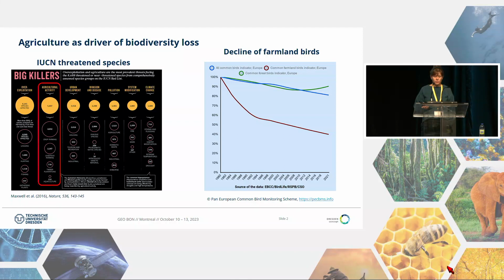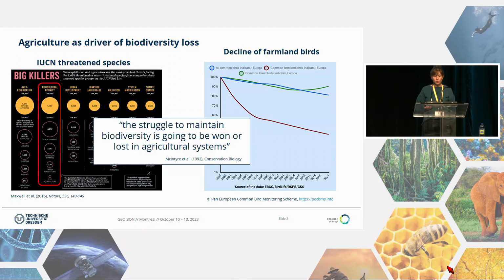And finally, I would like to share with you one more quote, which is from '92 already, from Sue McIntyre, where they stated the struggle to maintain biodiversity is going to be won or lost in agricultural systems. This may be true or may not be true, but I think it's at least worth for us to discuss in the context of this conference here.